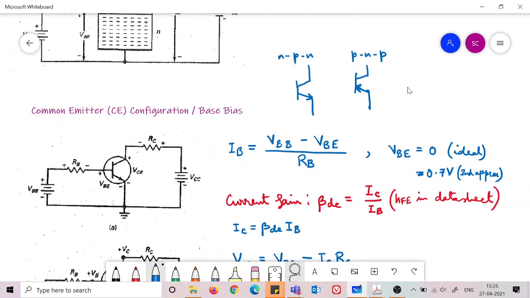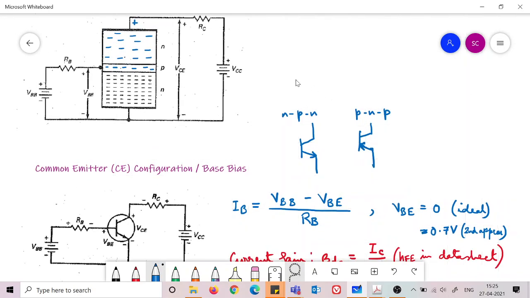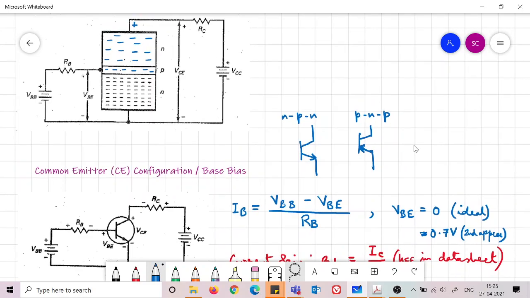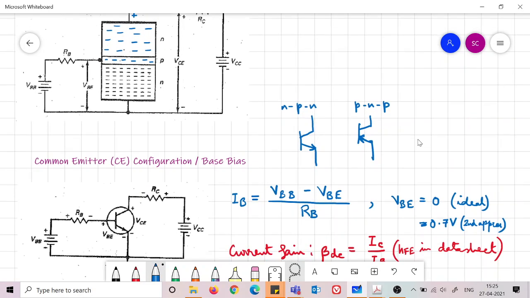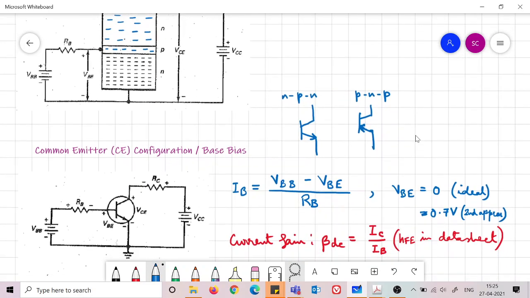And in case of PNP, the forward bias of the emitter base junction would have required this battery to be reversed, and the reverse bias of the collector base junction would have required this battery to be reversed in direction. Please keep these things in mind. These are very small things that you might miss.